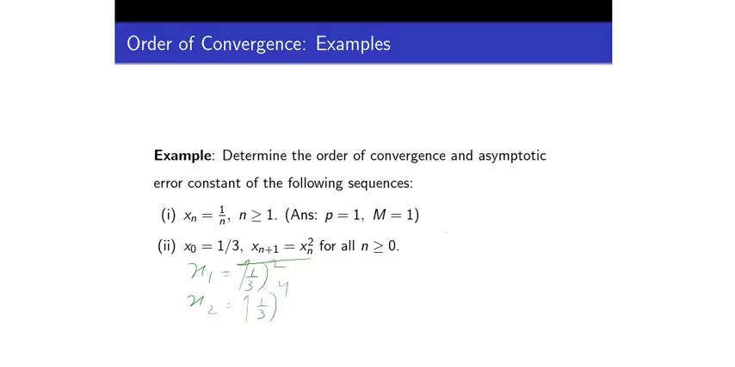Moreover, the c value is 0 here, so mod of x_(n+1) minus 0 divided by mod of x_n square equals 1. As n tends to infinity, this still remains 1. So p equals 2 for this case and m equals 1. This is how you decide the order of convergence for the given problem.